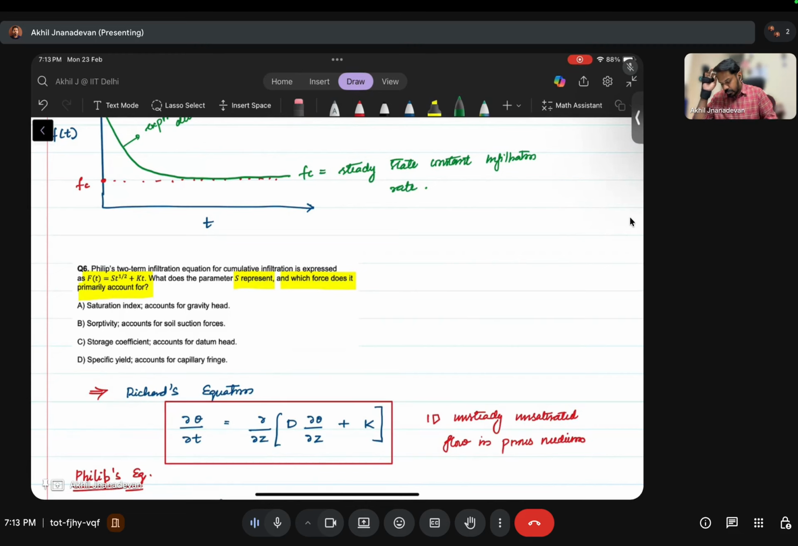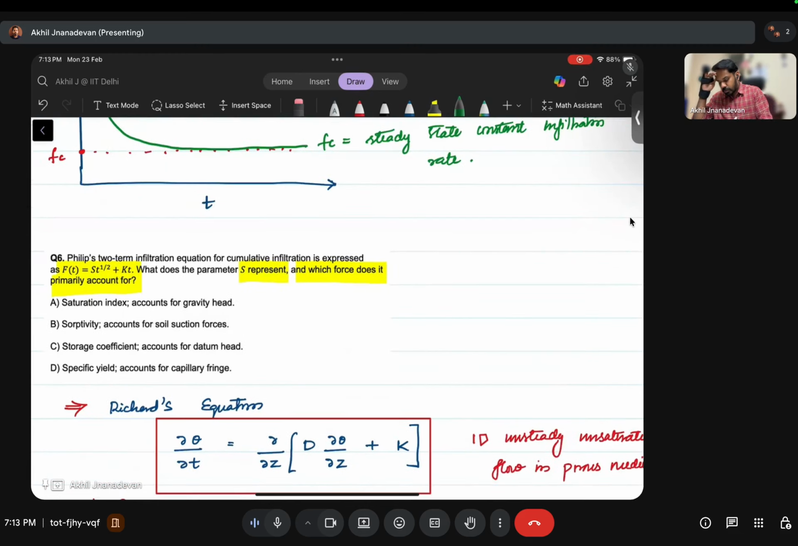So if you see the options, option one stands for saturated index, that is wrong. Sorptivity, yes, it is right, and it accounts for the suction forces. Yes, that is the correct answer. Storage coefficient is wrong. Specific yield is also wrong.